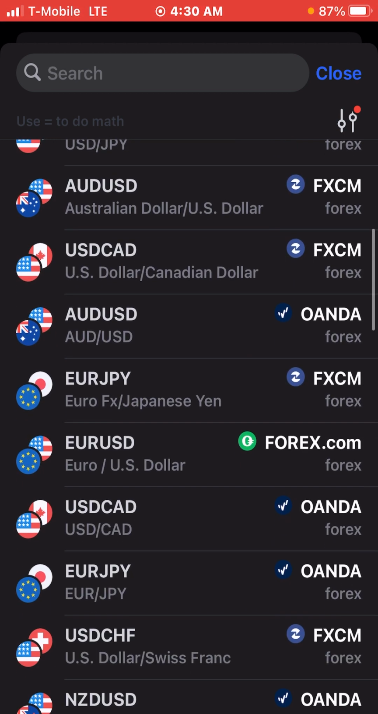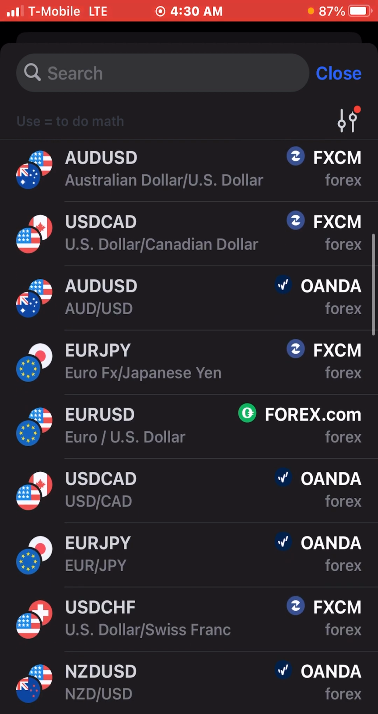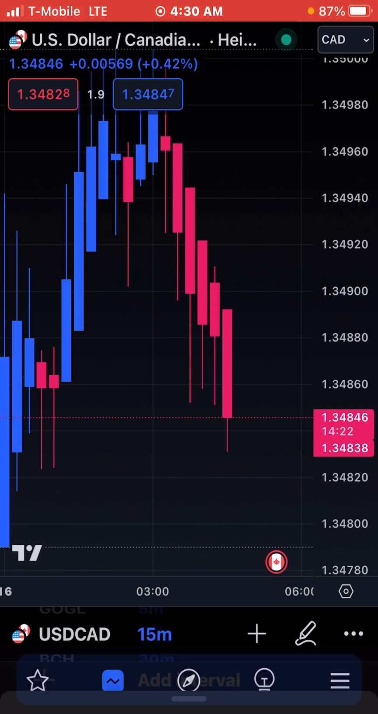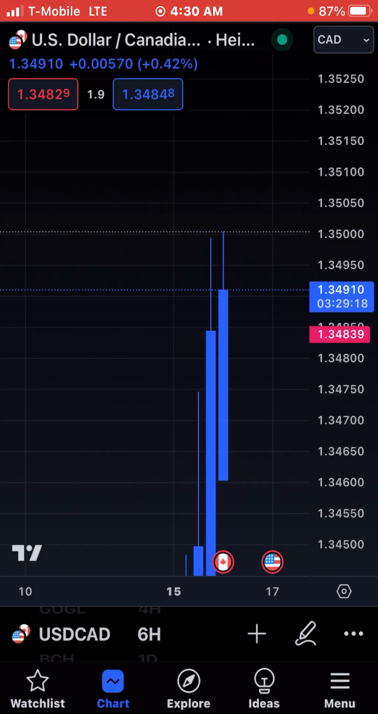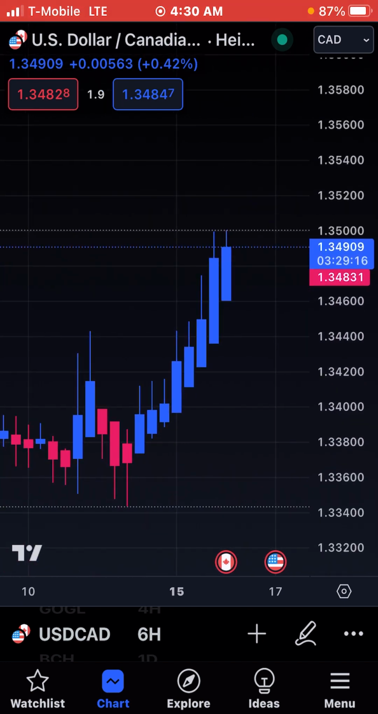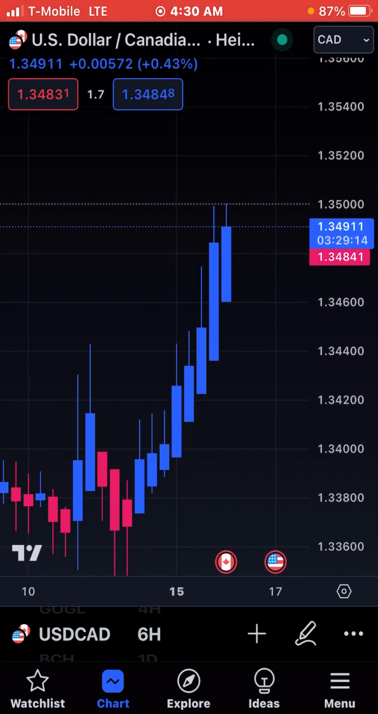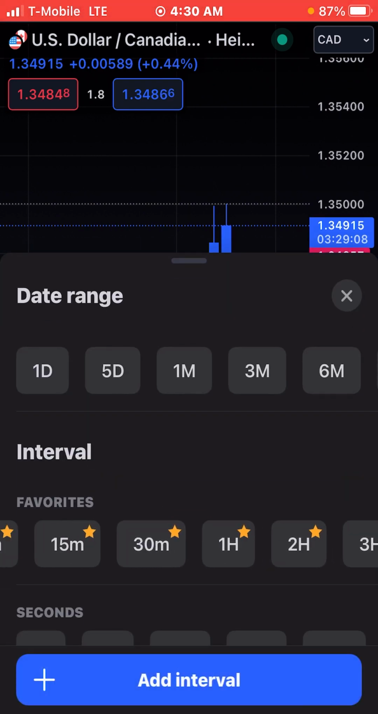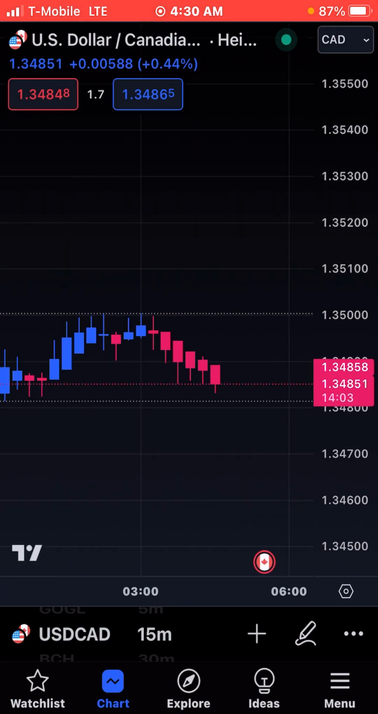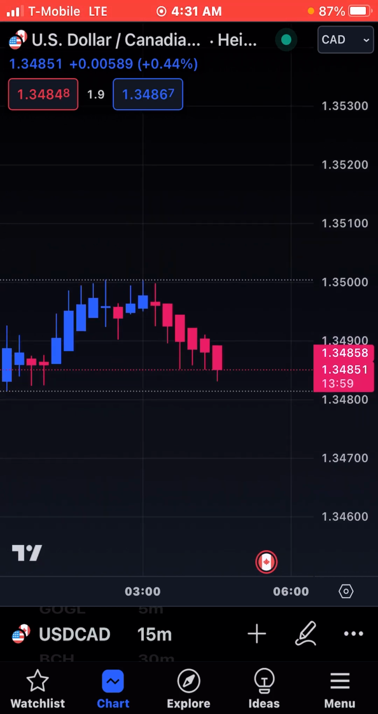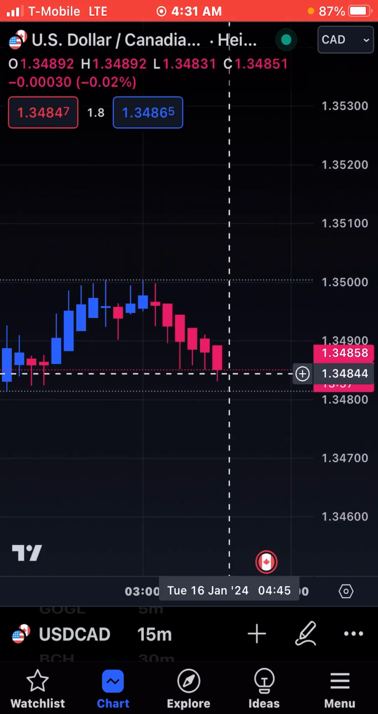Let's see what else we got. Let's just do the Canadian, and let's look at it on a 6 hour. Okay, so for the Canadian dollar here, we have 3 solid candles of it going up. So what you want to look for is go to a smaller time frame. Let's do 15-minute. Since the signal is going up on the 6 hour, you want to wait for that red candle to start getting weaker.